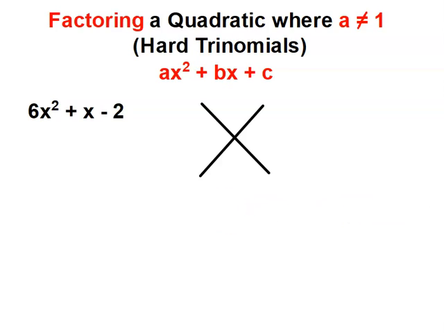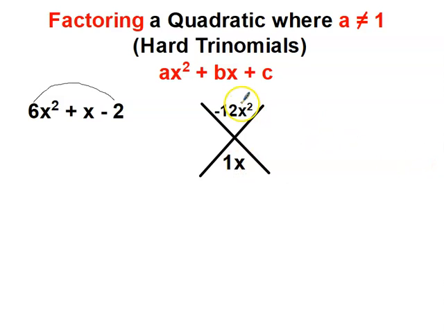The first thing you will want to do is to multiply the front and the back terms. 6x squared times negative 2. That would be a negative 12x squared. Write it at the top of your x. Then the middle term, this is an understood 1, positive 1x goes in the bottom of the x.